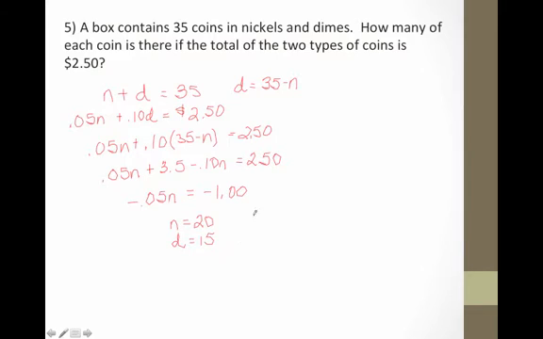Well, I'm going to go back and check just to make sure, and I know that 20 nickels equals $1 and 15 dimes equals $1.50. So in fact, I have my $2.50 that I set up there at the top. Okay.